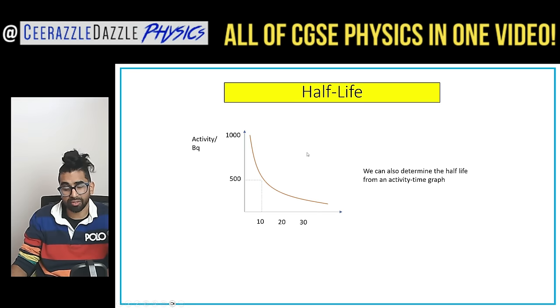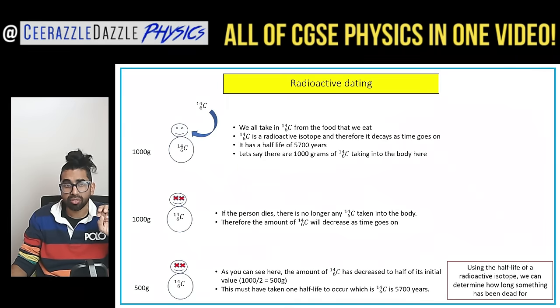Right, so the half-life and half-life calculations. First of all, radioactive dating. This is how we actually work out how long something has been dead for. It's via the process of radioactive dating. This is a person over here, and every single person alive is constantly taking in carbon-14 from the food that you eat. Carbon-14 is a radioactive isotope, and it decays as time goes on. It has a half-life of 5,700 years. Okay, so it has a half-life of 5,700 years.